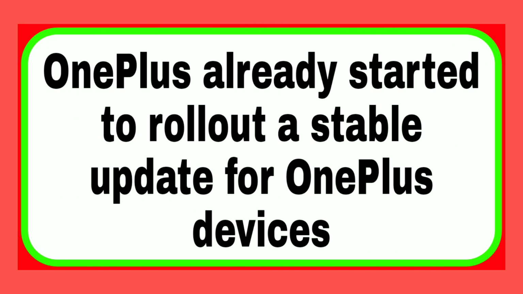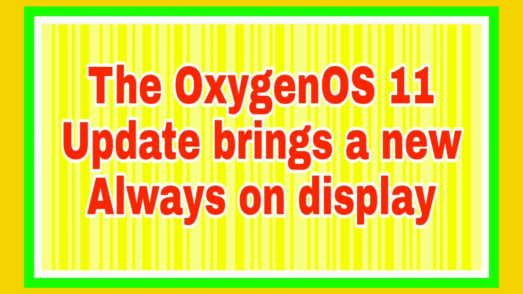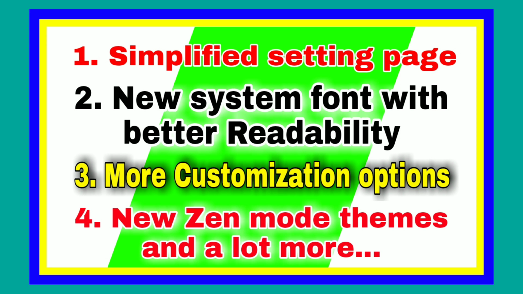OnePlus already started to roll out a stable update for OnePlus devices. The OxygenOS 11 update brings a new always-on display, simplified settings page, new system font with better readability, more customization options, new Gen Mode themes, and a lot more.